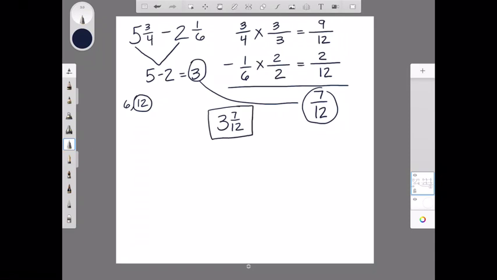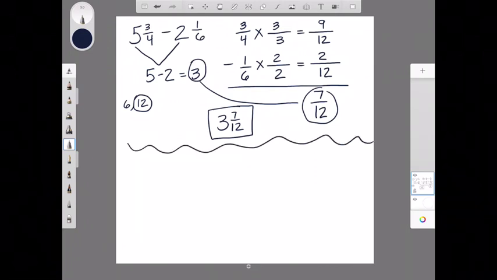We do need to check to see if it can be simplified, and in this case it cannot be simplified. Okay, our next example is 6 1/2 minus 4 5/8. So we're going to minus our whole numbers. 6 minus 4 equals 2.